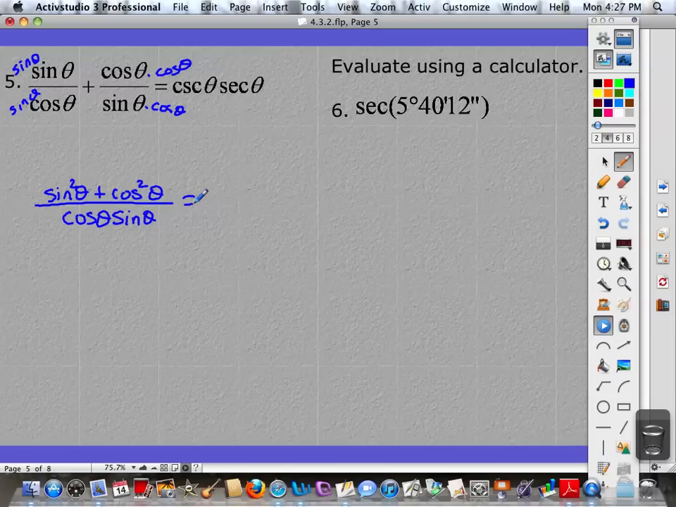So now we should see that here is another of those Pythagorean trig identities. The sine squared plus the cosine squared is really 1. Cosine theta, sine theta.